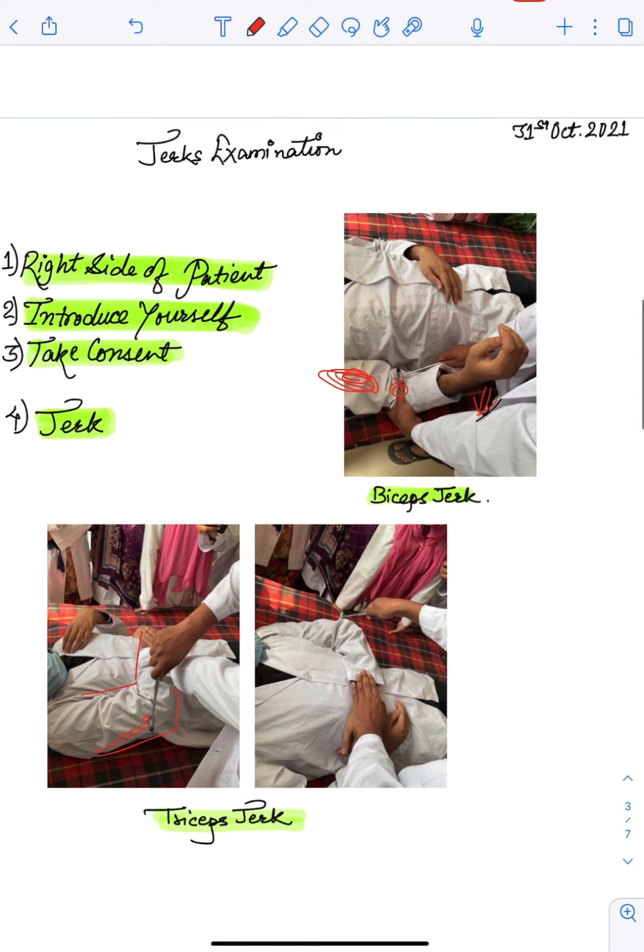So we are going to proceed with the jerks. First of all, expose the arm of the patient so that the biceps muscle can be seen. Then place the patient's arm on your left arm, so it gets relaxed. Then place your finger over the biceps tendon, strike with the hammer on your finger, and look at the biceps muscle to see the jerk.